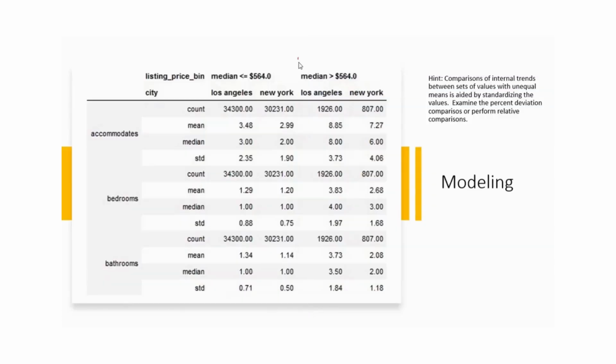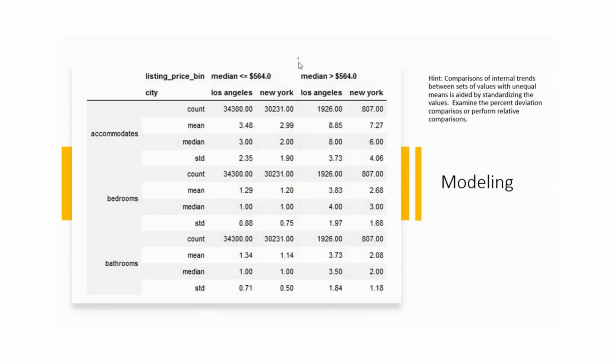Here is some of the data in a tabular format as we look to further understand the data. Let's draw a line right down here. This left side is the median less than or equal to $564. The right side here is greater than $564. So we get the number that we're looking at, the mean, and we're looking here in this first section of accommodations. So the mean is 3.48 people, the median is 3, the standard deviation is 2.35.